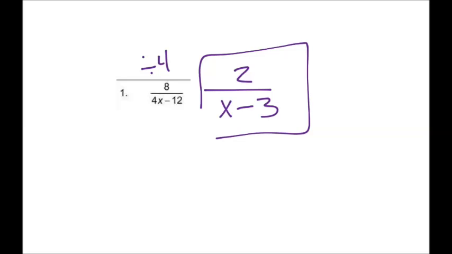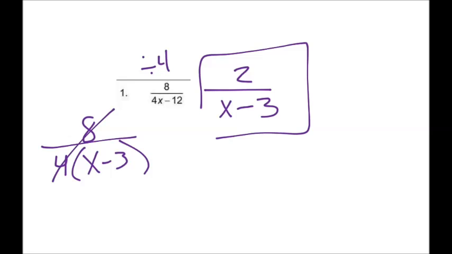That's your answer. Another way to do it, if it makes you feel better, 8 over 4x minus 12, you can pull out a 4, and it leaves you x minus 3. Your 4 and 8 cancel and leave you a 2. Same answer, different way of getting it. I'd like the first way better, but you can do it either way.